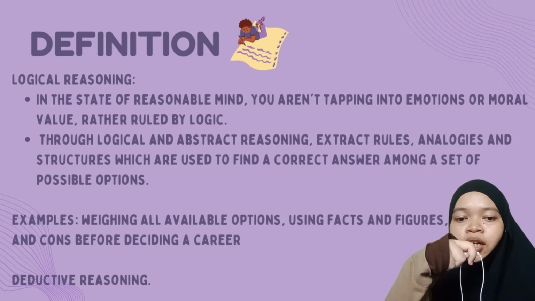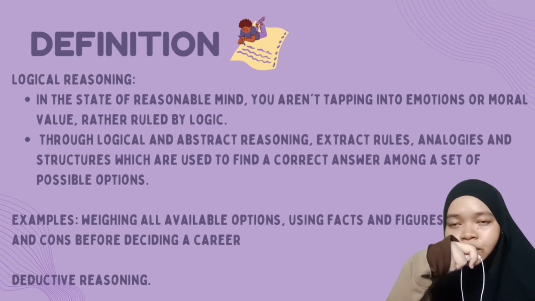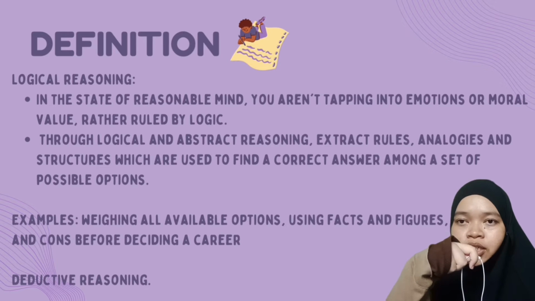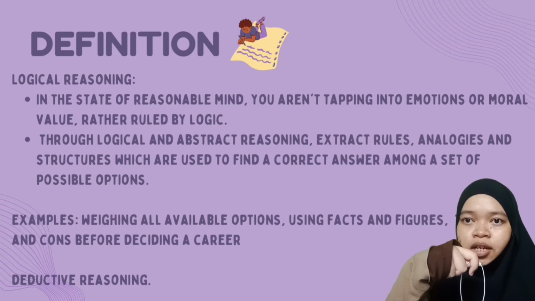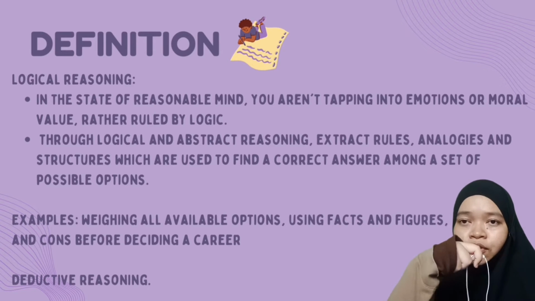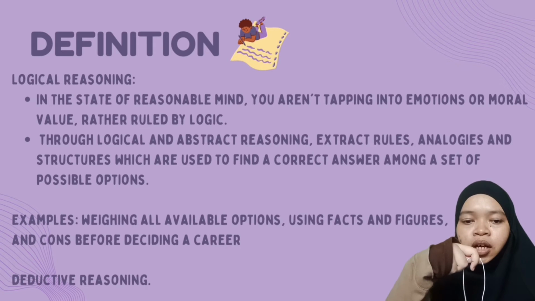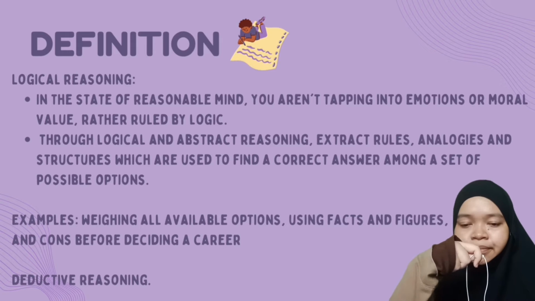Basically, through logical and abstract reasoning, using abstract rules, analogies, and structures, we can find a correct answer among a set of possible options. For example, we weigh all available options using facts and figures, the pros and cons, before deciding on a career or any other decision. Another example of logical reasoning is deductive reasoning.